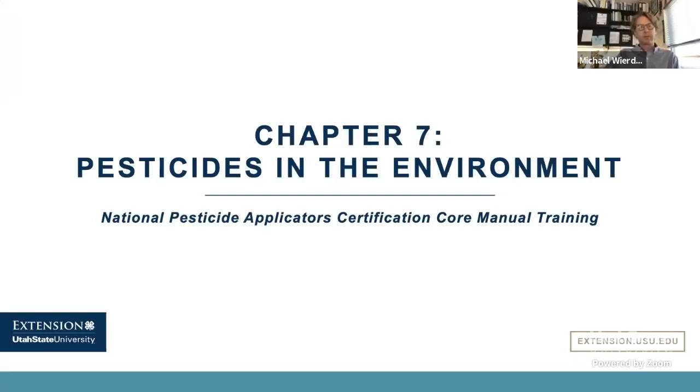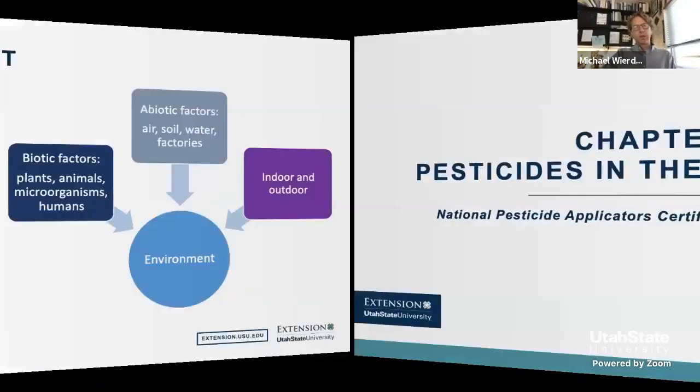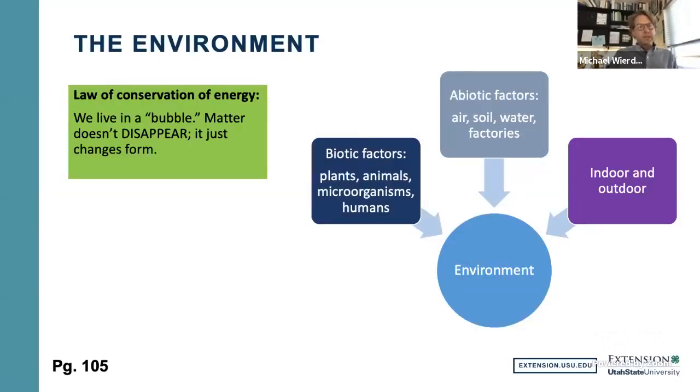All right, so Chapter 7, Pesticides in the Environment. First thing to cover is, what is the environment? The environment is everything around us. It includes all the biotic factors, so the living things, the plants, animals, microorganisms, and the humans. It also includes the abiotic factors, the air, the soil, the water, the rocks, etc. The environment exists inside and outside, so all of these things make up the environment.